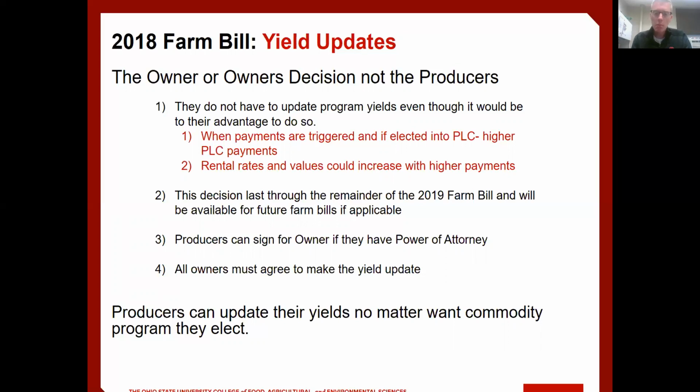And then finally, my last bullet point down here: producers can update their yield no matter what commodity program they elect. So the PLC yield update is only relevant really for the PLC program, the Price Loss Coverage program. However, if producers choose the ARC-CO program, you can go ahead and update your PLC yields. And we actually recommend that you do that, even if you select the ARC-CO program, from the standpoint that there's no guarantee we're going to get a PLC yield update in future farm bills. And maybe in some of these back years, PLC becomes a very attractive program, and you're going to want those higher yields if given the opportunity, or if this update is giving you higher yields than what you currently have on record. So just something to keep in mind.